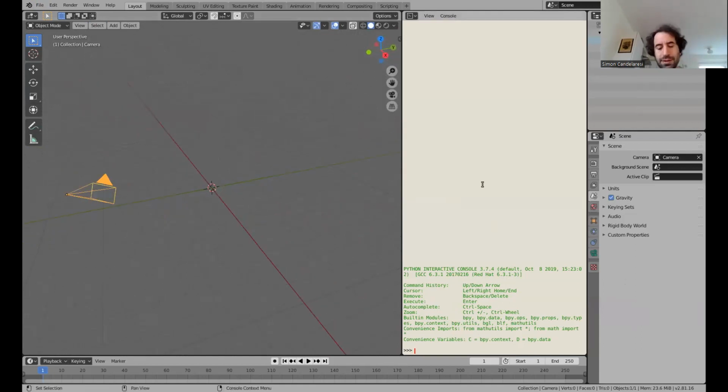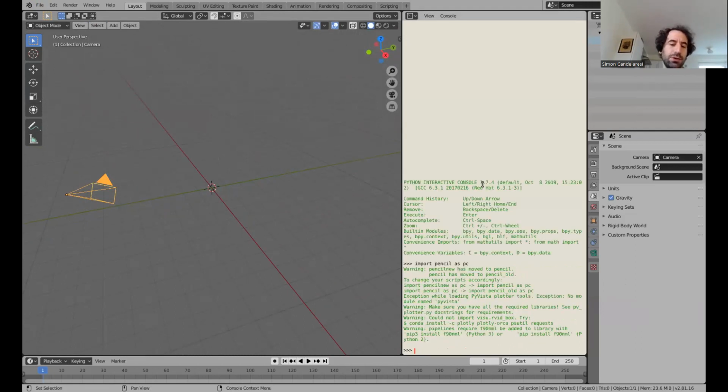And here I've got my Python terminal. I can do all kinds of stuff. I could do import pencil as PC, and I could use all the pencil commands, right? And what I'm doing now is just executing the script that you just saw. Maybe I can just copy and paste it so you can see it directly. I can just copy and paste this like this.